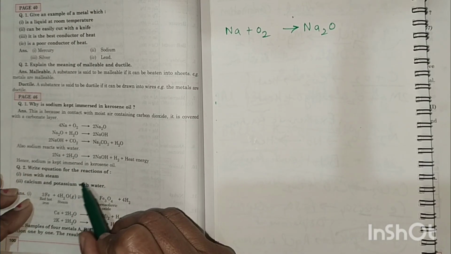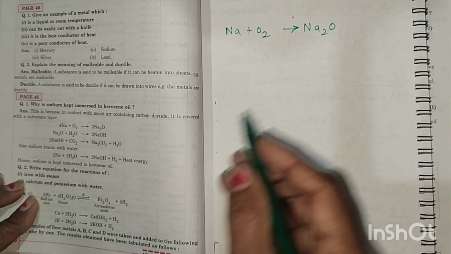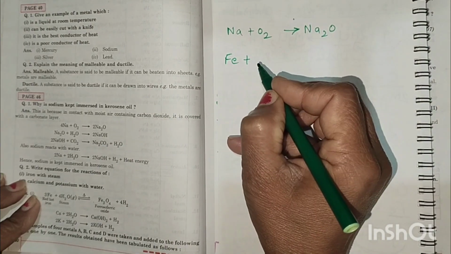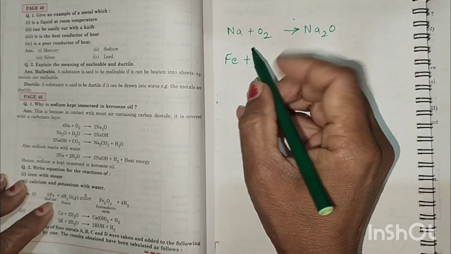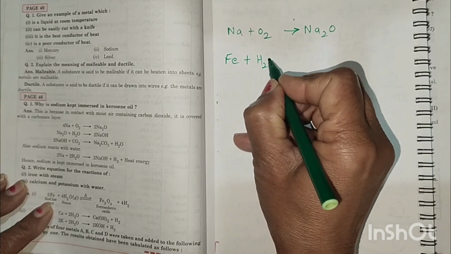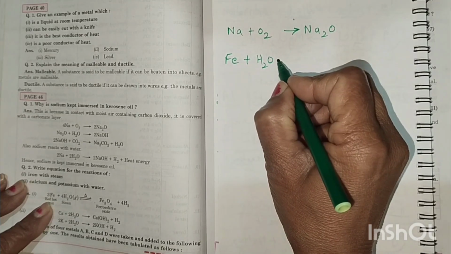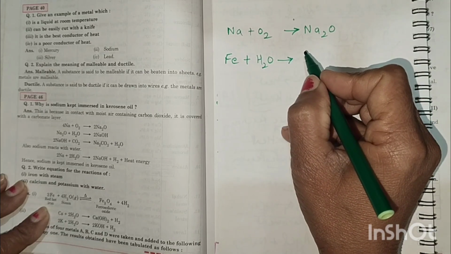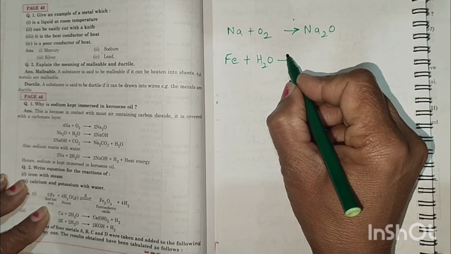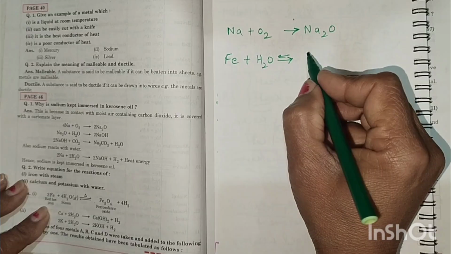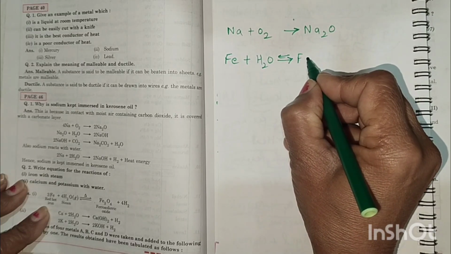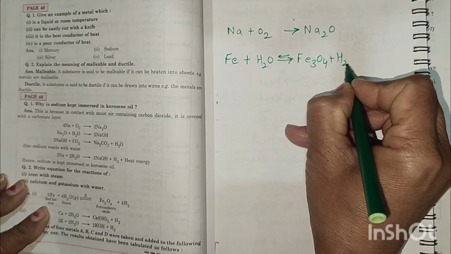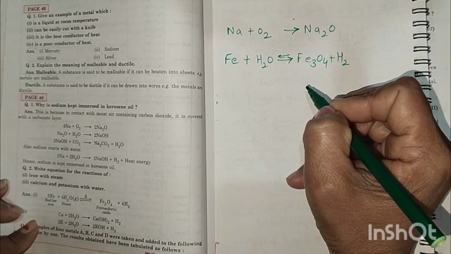Write the equation for the reaction of iron and steam. The symbol of iron is Fe, and steam is hot water, that is H2O. When Fe reacts with H2O, the steam or hot water, it forms an irreversible reaction and changes into Fe3O4, and hydrogen gas is released from this.